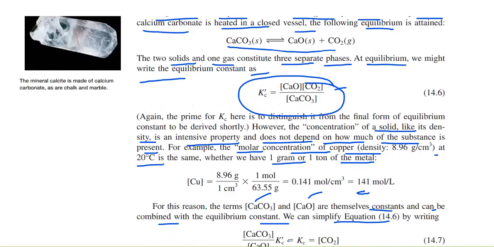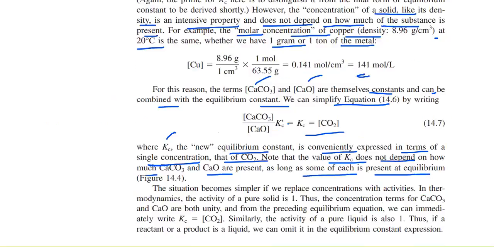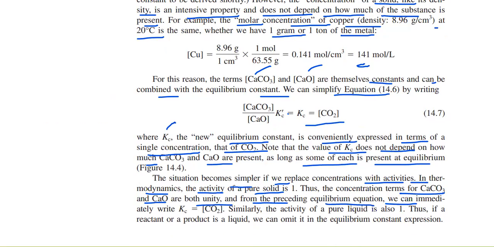So solids don't have any kind of impact on pressure. So equilibrium with respect to partial pressures cannot be expressed with the solids and liquids. The situation becomes simpler if we replace the concentrations with activities in thermodynamics. The activity of a pure solid is 1, thus the concentrations of CaCO3 and CaO are both unity in the preceding equations, and we can immediately write Kc equal to the concentration of CO2.